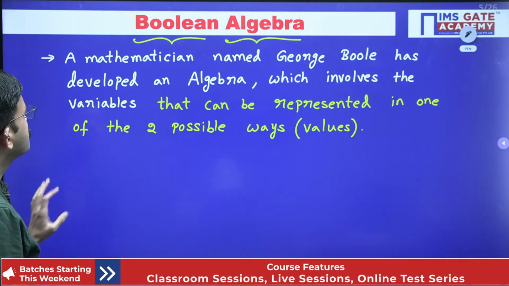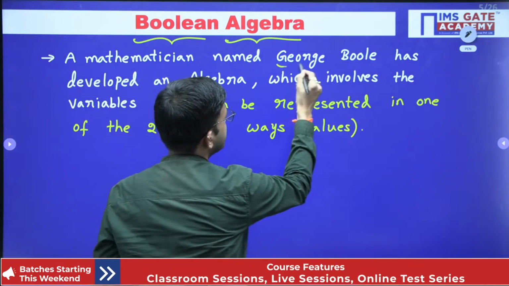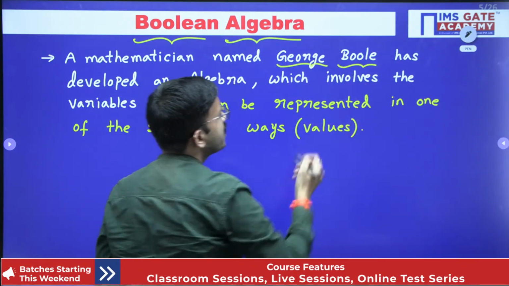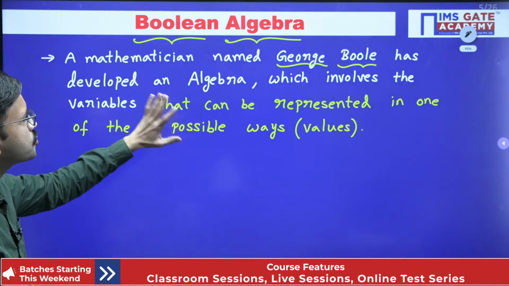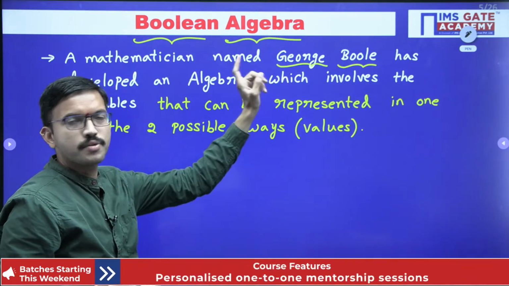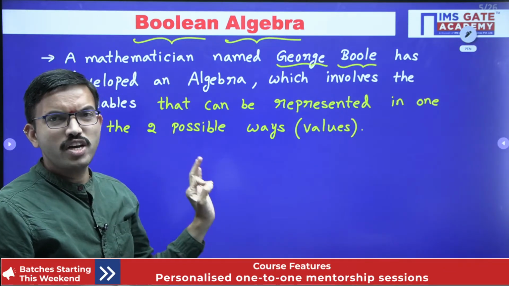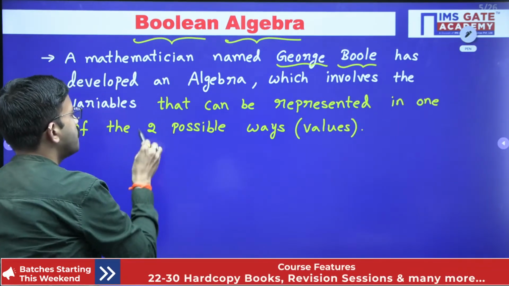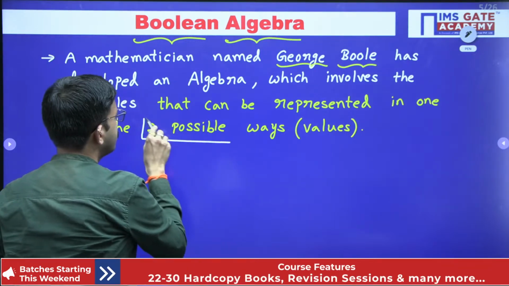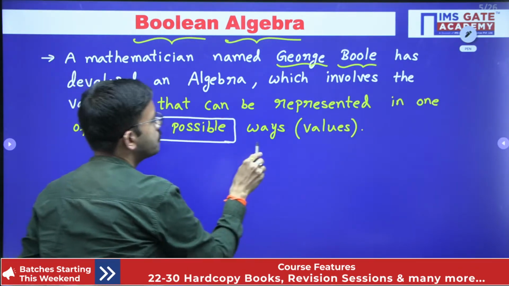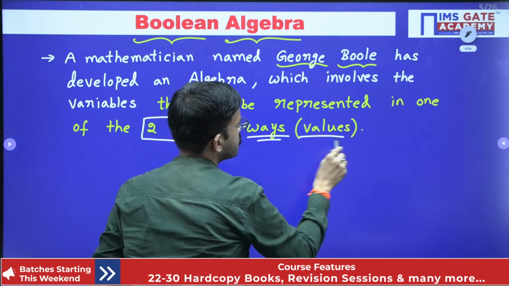So here you have one mathematician, his name is George Boole. He has developed this particular algebra, so according to the name, Boolean algebra has come. Here you are using some sort of variables, but one mandatory condition is there. That is what? That particular variable can have only two possible values.